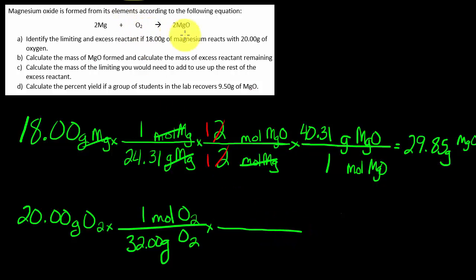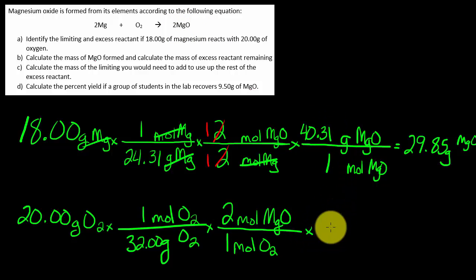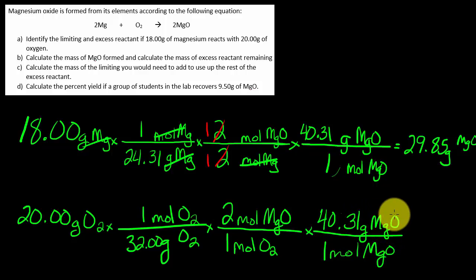Now we're going to go from oxygen to our product, magnesium oxide. So our balanced equation tells us that 1 mole of oxygen will produce 2 moles of magnesium oxide. And the last thing we want to do here is, again, the same thing that we did down here, because all we want to do is go from moles of magnesium oxide to mass. And so we can just copy that step down here. We want to go from moles of magnesium oxide to mass of magnesium oxide, 40.31 grams of magnesium oxide.